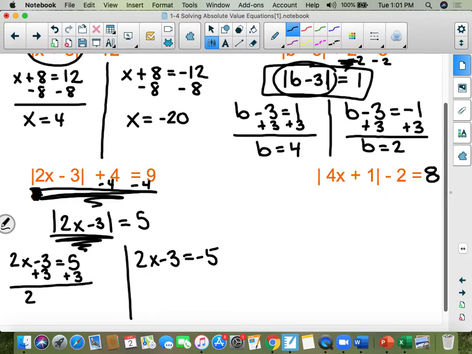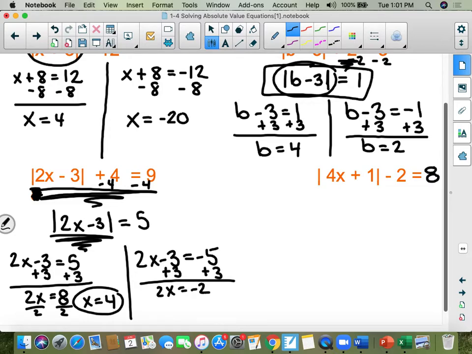I'm going to get 2x equals 8. And then I'm going to divide by 2 and divide by 2 to get x equals 4 for my first one. I'm going to add 3. I'm going to add 3. I'm going to get 2x equals a negative 2. Divide by 2. I'm going to get x equals a negative 2 divided by 2 is a negative 1. Final answer.